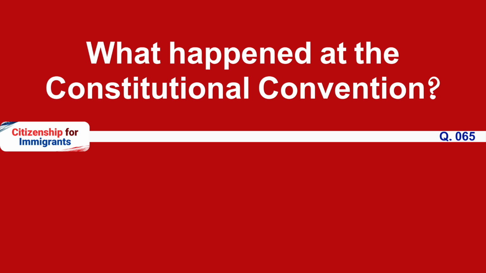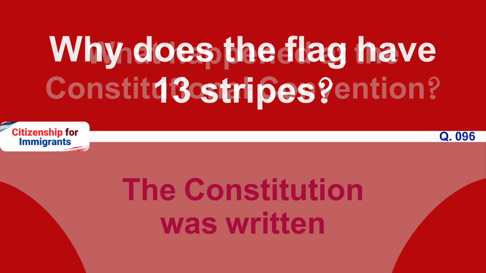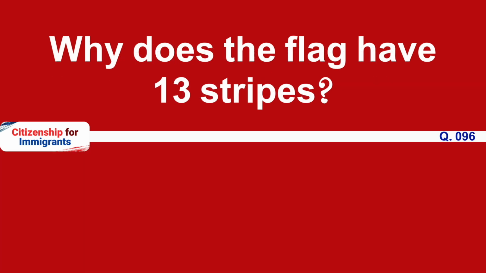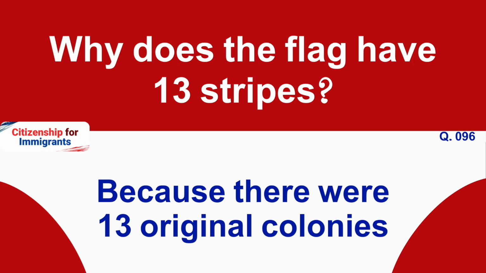What happened at the Constitutional Convention? The Constitution was written. Why does the flag have 13 stripes? Because there were 13 original colonies.